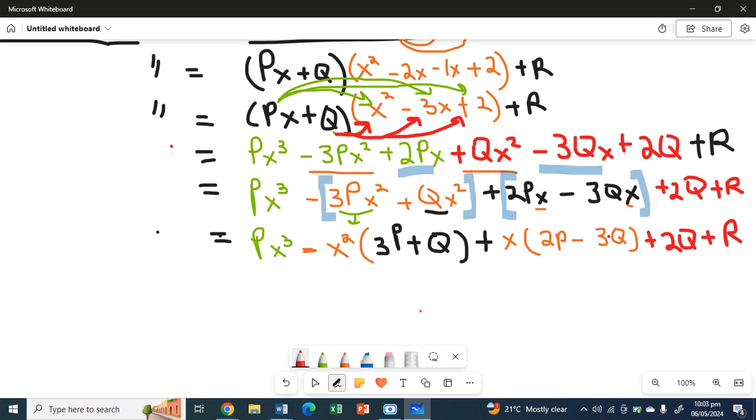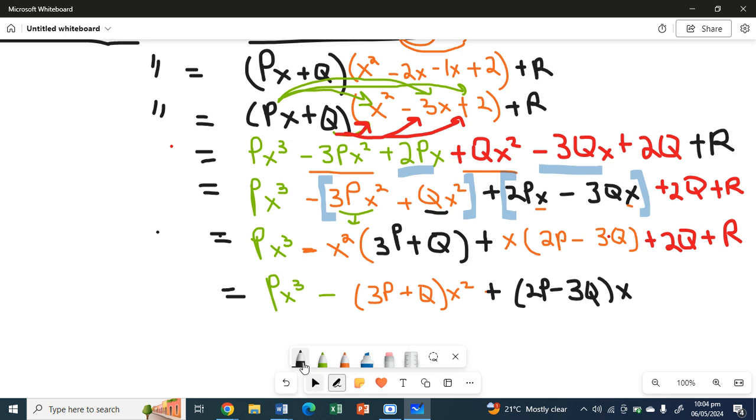So let me just rearrange it so that we put it in the format of a polynomial. px cubed minus (3p plus q) x squared plus (2p minus 3q), then we put the x outside, plus 2q plus r. So before I go any further, any questions?